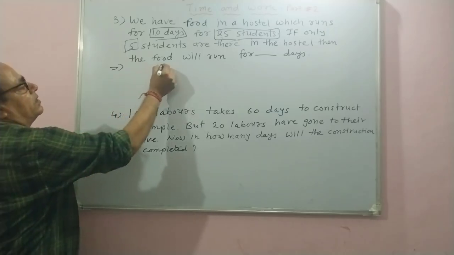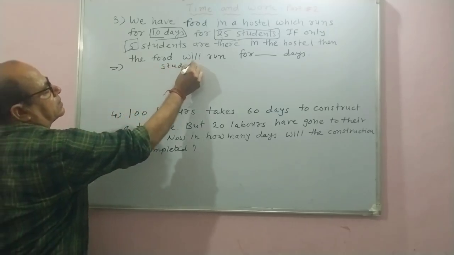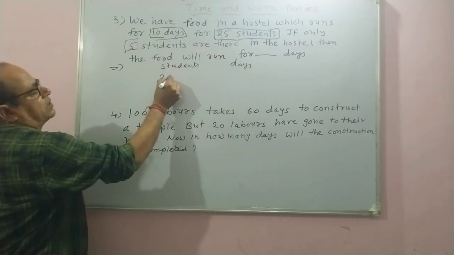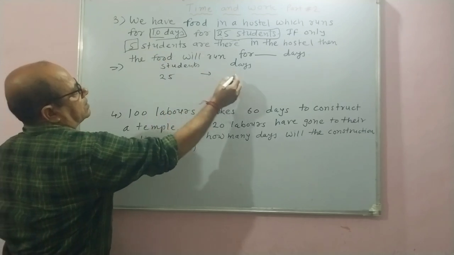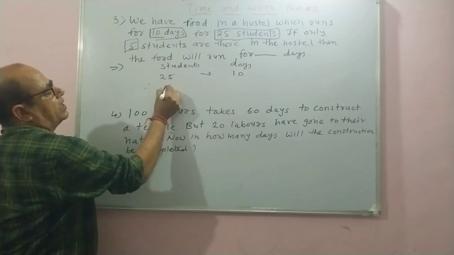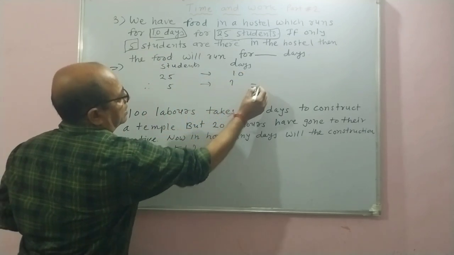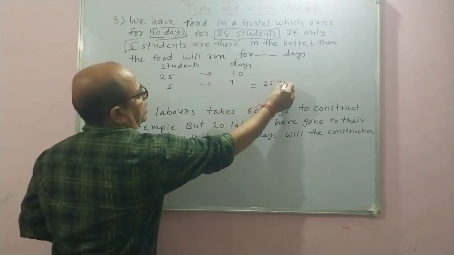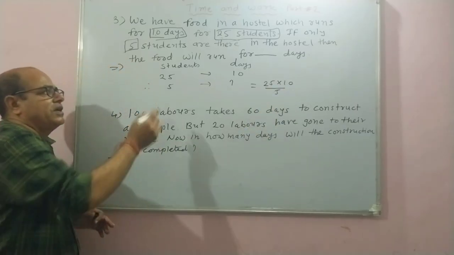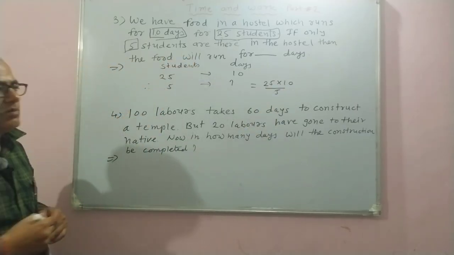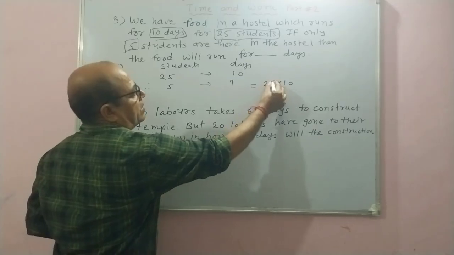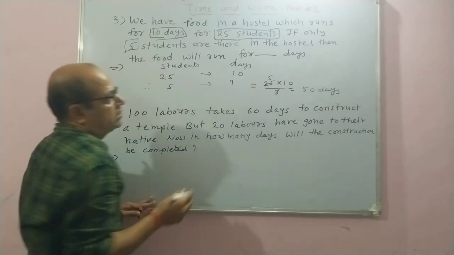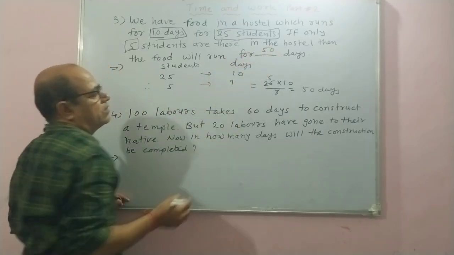So simple. Here you have to write students, here you have to write days. If 25 students were there, the food runs 10 days, right? But we have only 5 students, so the food will run how many days? Now same inverse proportion. How will you write? 25 into 10 divided by 5. Right? Again and again, I am not writing first term, second term, third term. Now you have understood that 5 5s are 25. So 10 5s are 50 days. It is your answer, right? So 50 days the food will run.